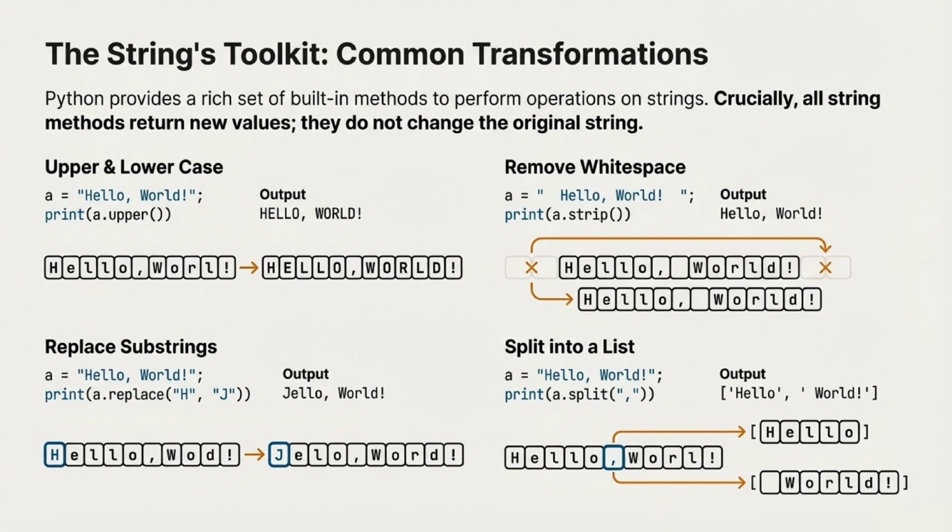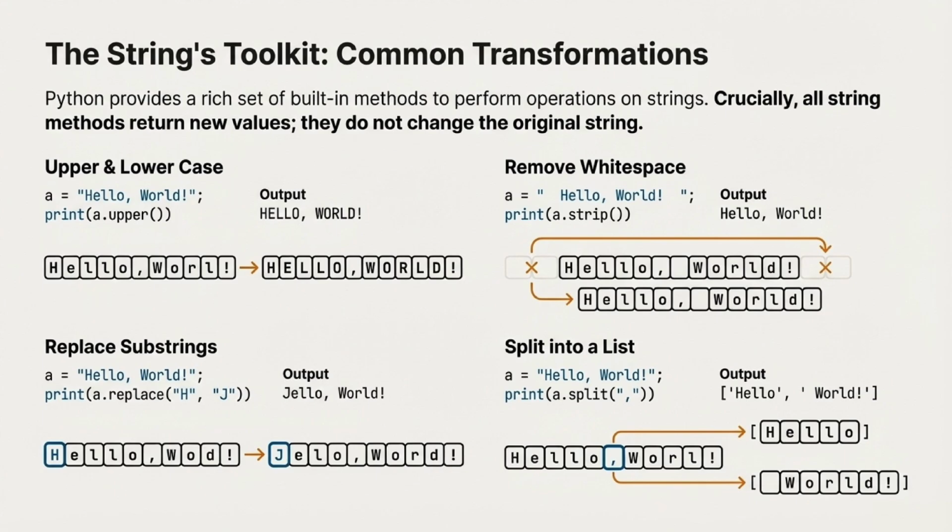Another commonly used transformation is replacing substrings. With the replace() method, we can substitute one character or word with another. In this example, replacing the letter H with J changes "hello world" into "jello world". This is very helpful for text corrections and formatting.